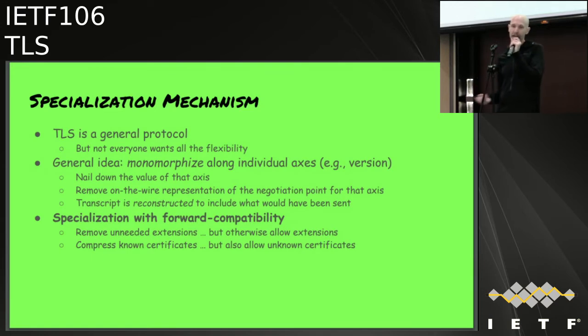So the key idea here is you get specialization, but you also get forward compatibility. We remove extensions you don't need because you're not using them, but if there are new extensions you need, they just work fine. So otherwise unknown extensions just work fine in the future. You also get known certificates. As a general point, this gives you a way to compress certificates, but also a way to deal with certificates you never heard of.